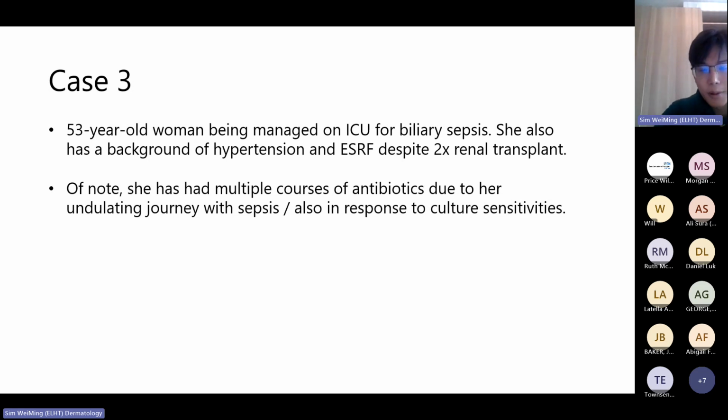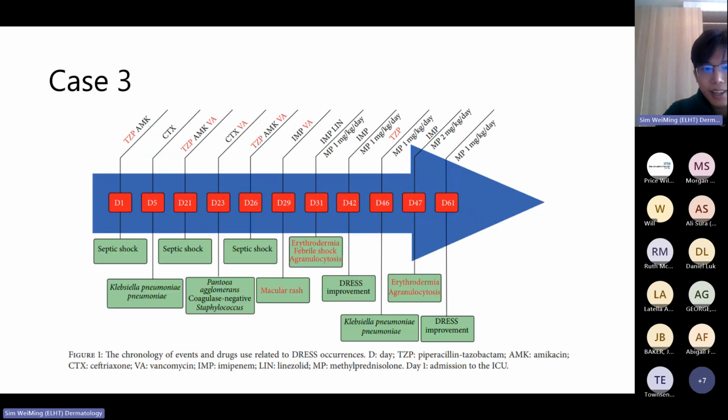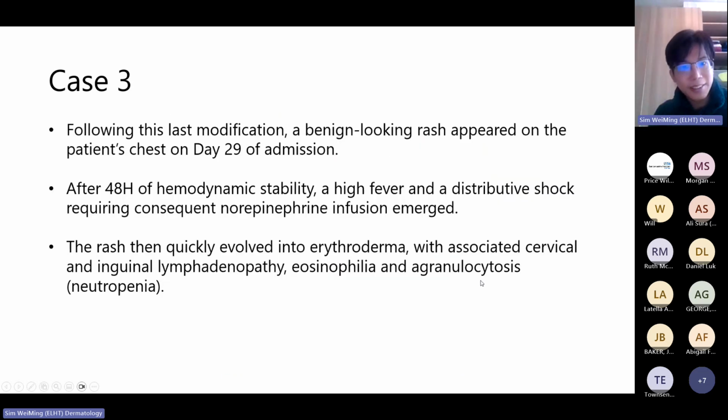And what we've done as medical people is we've given her lots of antibiotics, which is correct. I'm not insinuating that it's wrong, but we've given her many courses of antibiotics to try and win against her biliary sepsis. This is a small chronological picture of all the different antibiotics she's had. I don't need you to look at the precise amount, but just know from this picture that this lady has had lots of antibiotics: tazocin, amikacin, ceftriaxone, vancomycin, imipenem, and that would make sense.